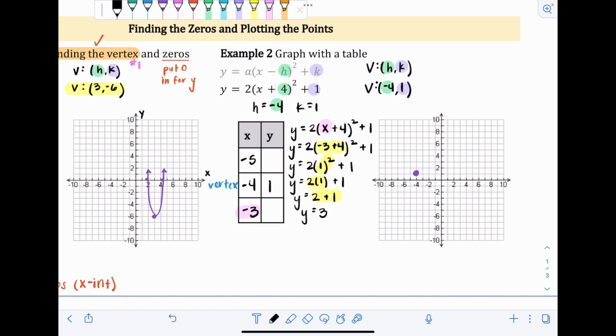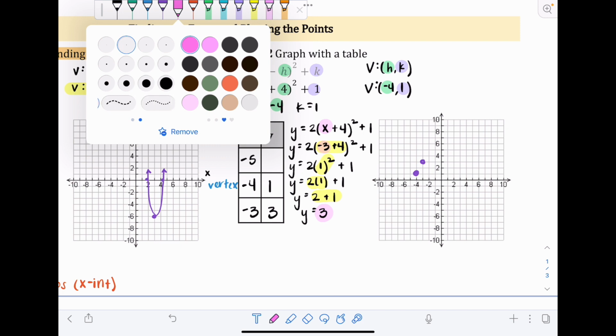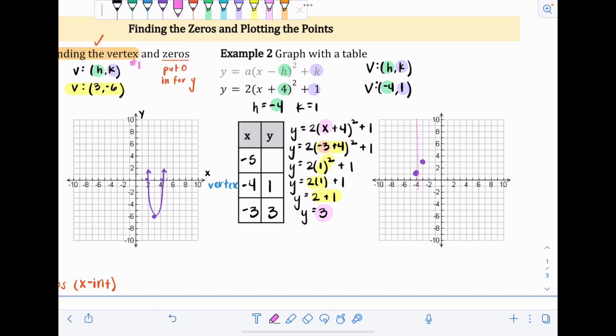That means I put in -3 for where x was, and I got out a 3, so I would put a 3 over here on the table, and then I'm going to put that point on my graph as well. So I go left 3 and then up 3, so it'd be right here. And then you could repeat that same step with the other number from the table, but you don't necessarily have to, because we know that every parabola has a line of symmetry, which is a vertical line that goes through the vertex, which was this point.